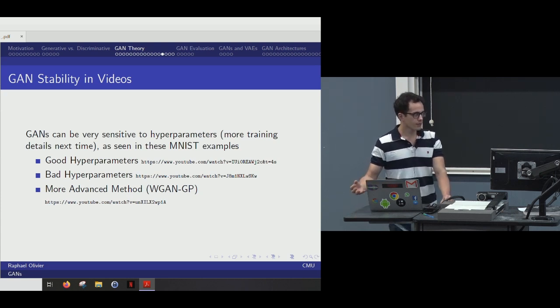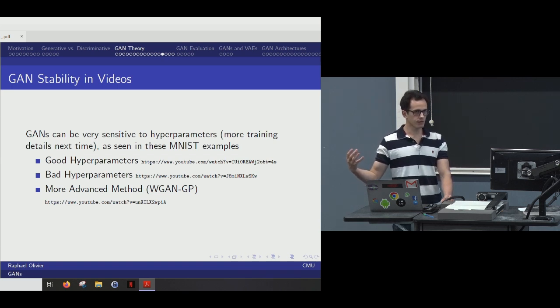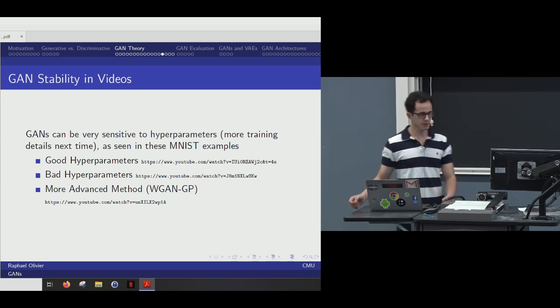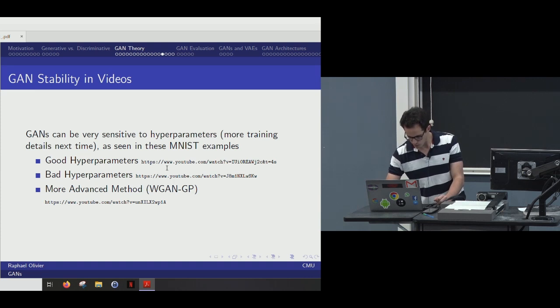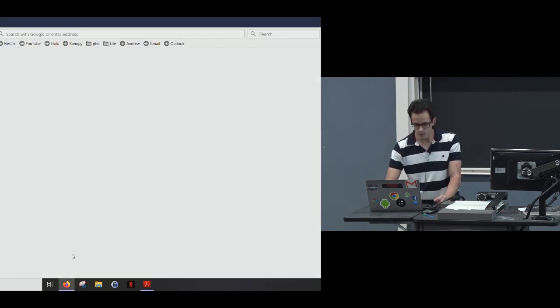One of the ways this difficulty to optimize manifests is in the sensitivity of GANs to hyperparameters. They are extremely sensitive. So we're going to see what happens on MNIST, for example, if you've got correct hyperparameters.